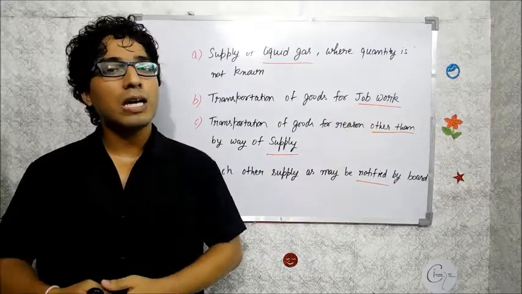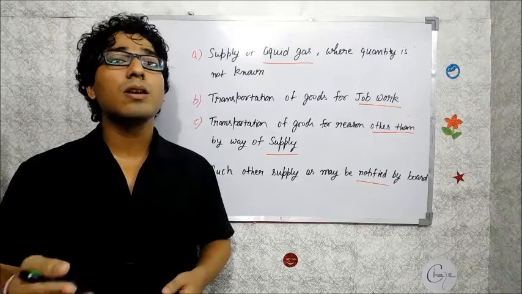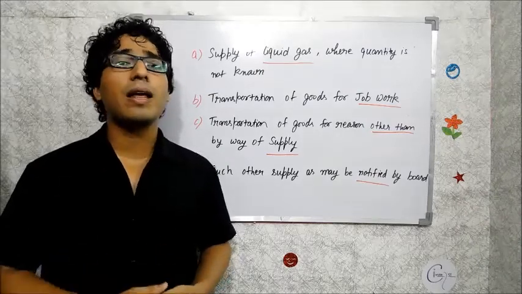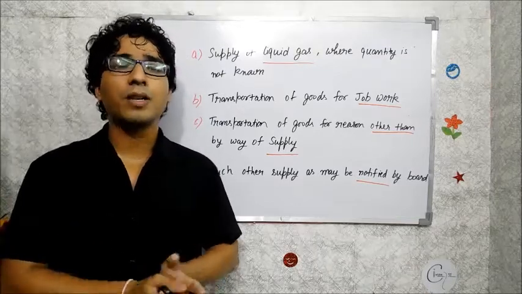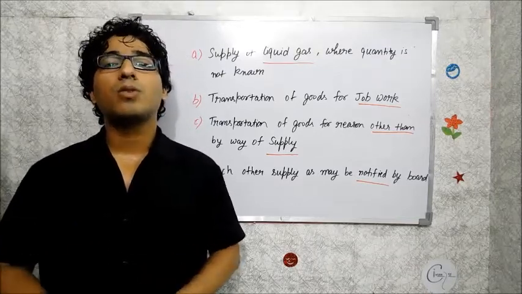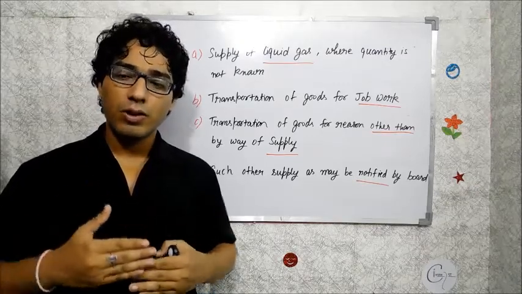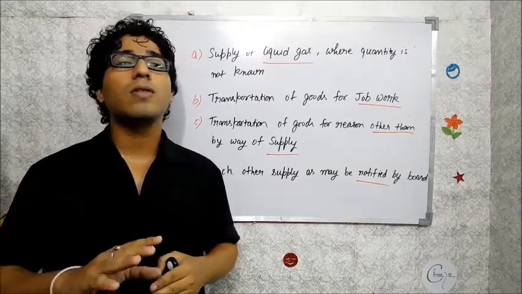When you transport goods for job work, you have to issue the delivery challan, and 'you' means the principal supplier. So you are a principal supplier sending the goods to the job worker, and the principal supplier needs to issue the delivery challan. You know that in case of job work, when the principal supplier moves the goods to the job worker, it is not even a supply.